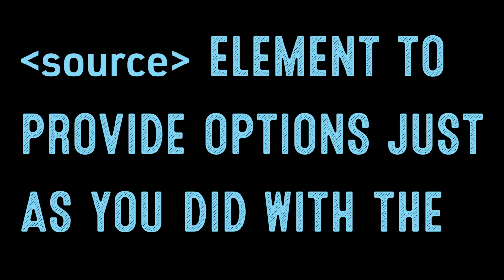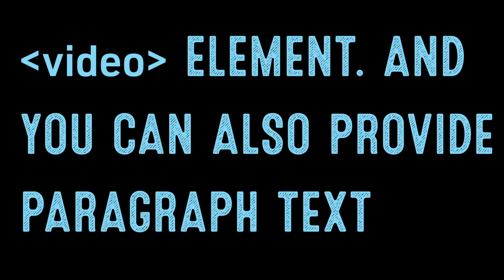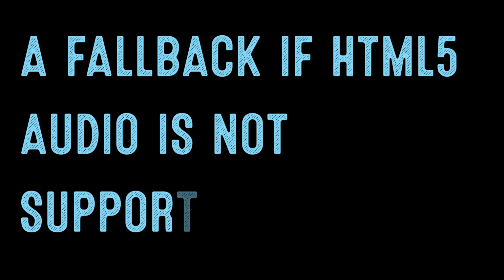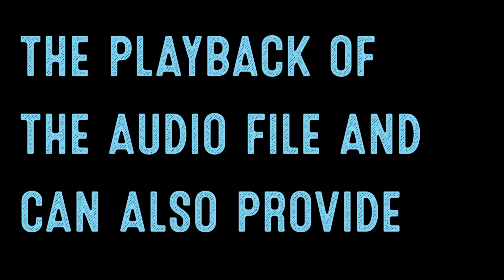You can use the source element to provide options just as you did with the video element, and you can also provide paragraph text as a fallback if HTML5 audio is not supported. This text can let them know that their browser doesn't support the playback of the audio file and can also provide a link where the audio is hosted instead.